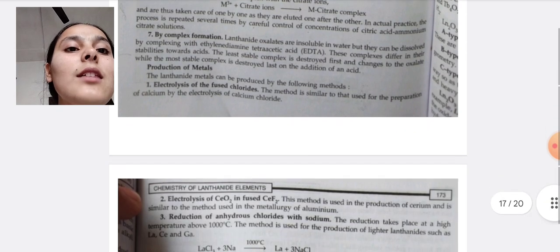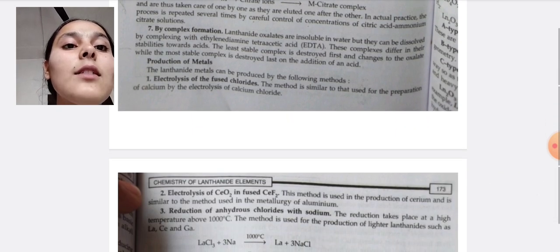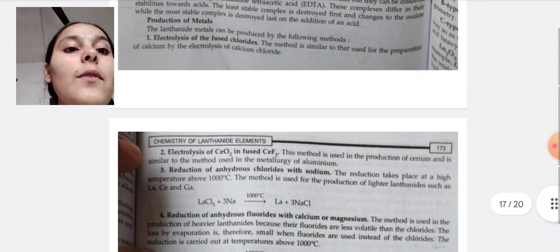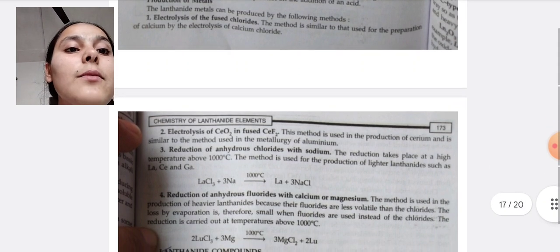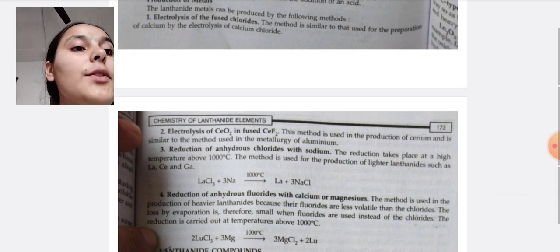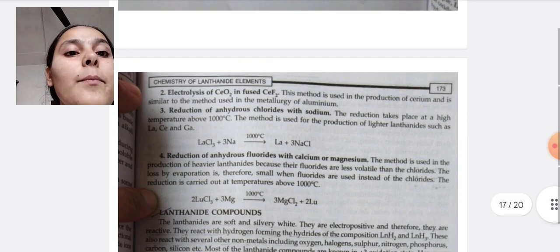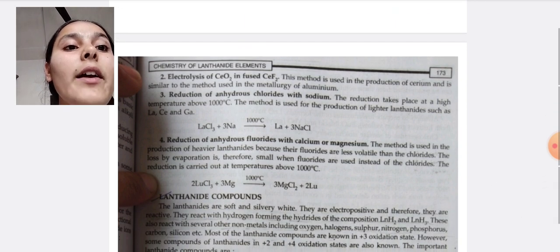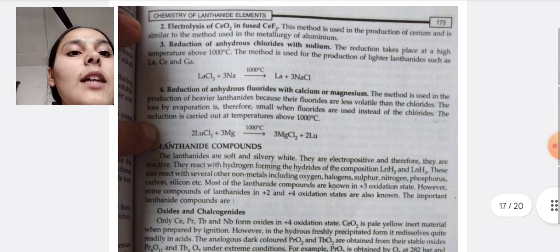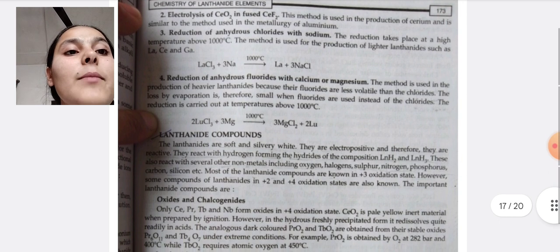Production of metal. First, the electrolysis of the fused chloride. Second, electrolysis of CeO2 in fused CeF3. This method is used in the production of cerium and is similar to the method used in metallurgy of aluminium. Third, reduction of anhydrous chloride with sodium. The reduction takes place at a high temperature above 1000 degrees Celsius. The method is used for production of lighter lanthanides such as La, Ce, Ga. LaCl3 plus 3Na gives us, at 1000 degrees Celsius, La plus 3NaCl.